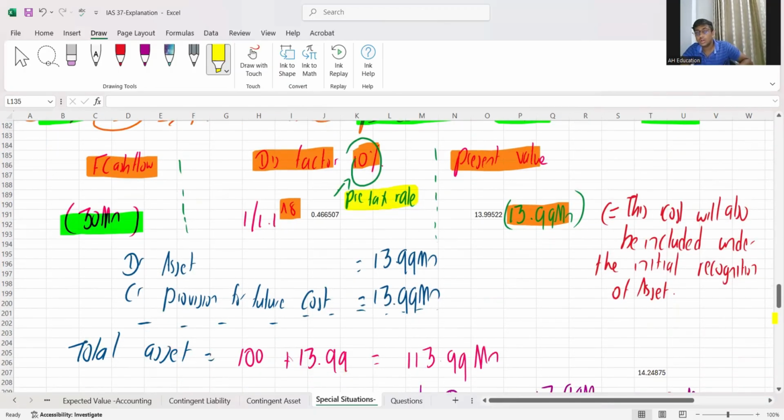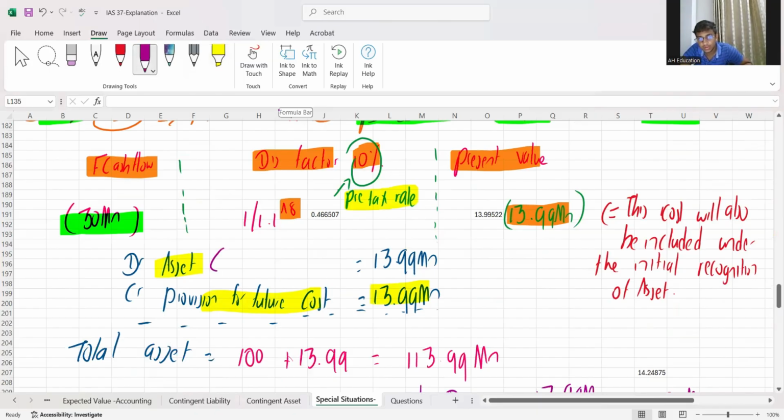Now, this 13.99 million, we will create a provision. So it is a credit entry of 13.99 million. This is your credit entry. And where will you go and debit it? This will be debited under your assets.